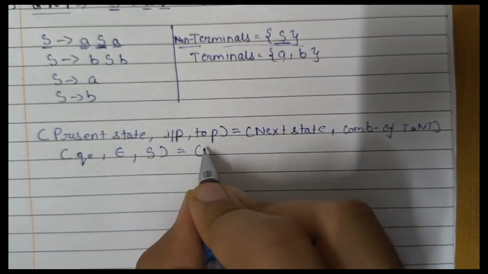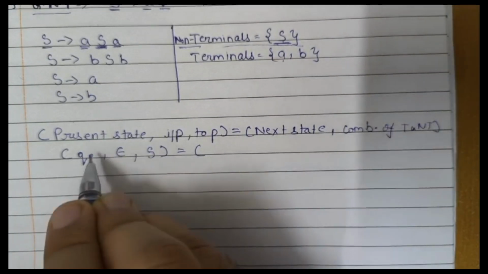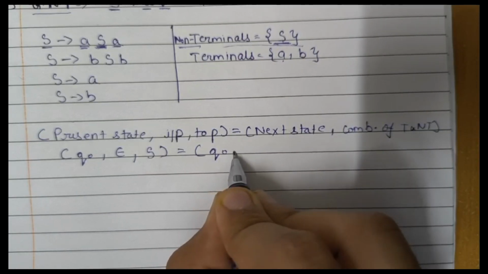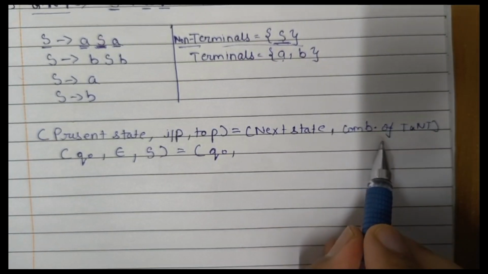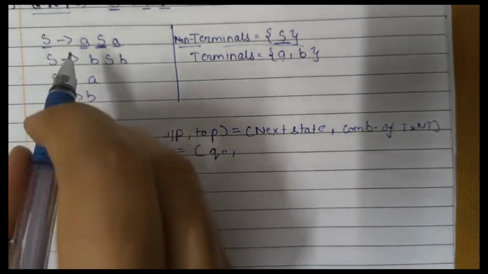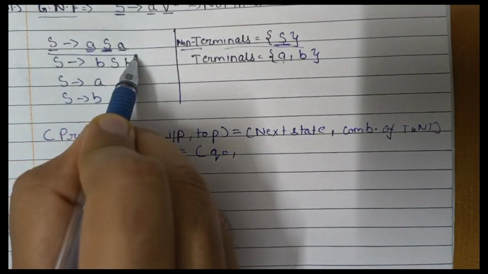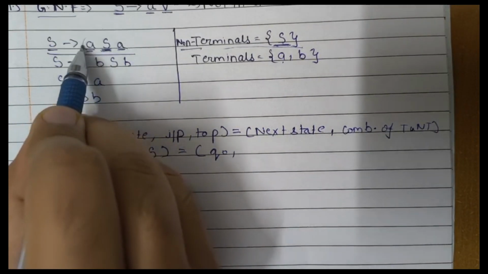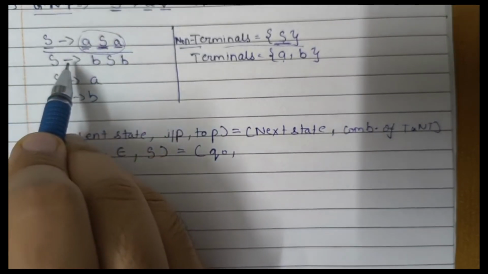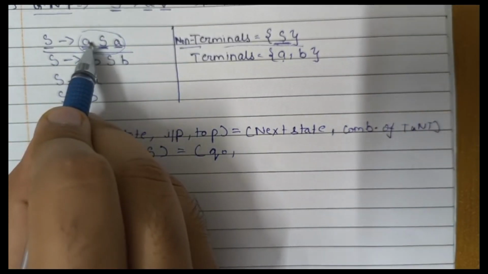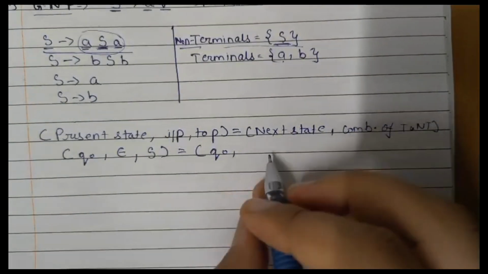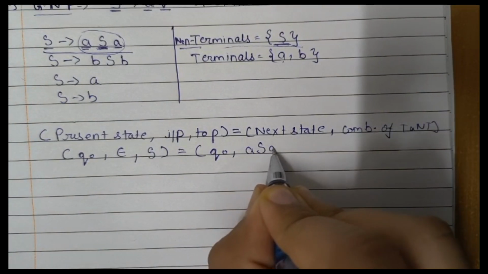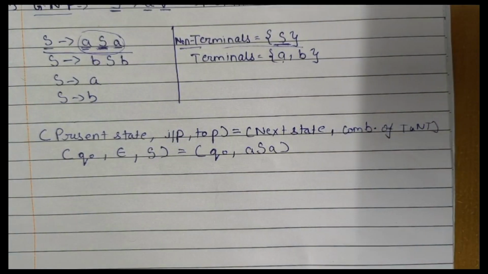So the next state is going to be the same as the present state, so it is going to be Q naught. And after that I have written the combination of terminal and non-terminal. So here we are writing for this rule. On the RHS we are having the combination of terminal and non-terminal. So we are going to write it completely as it is. So we are going to write ASA. So this is the very first rule we have written.